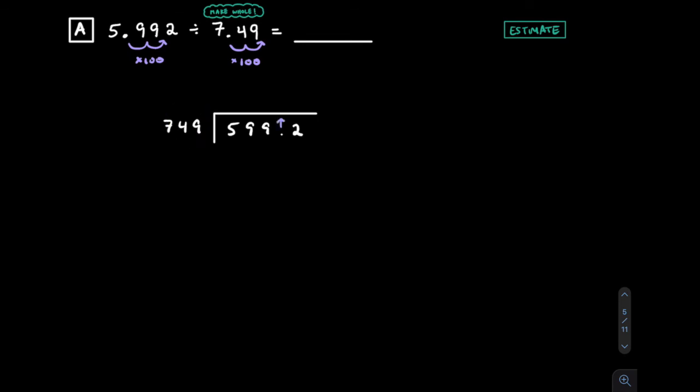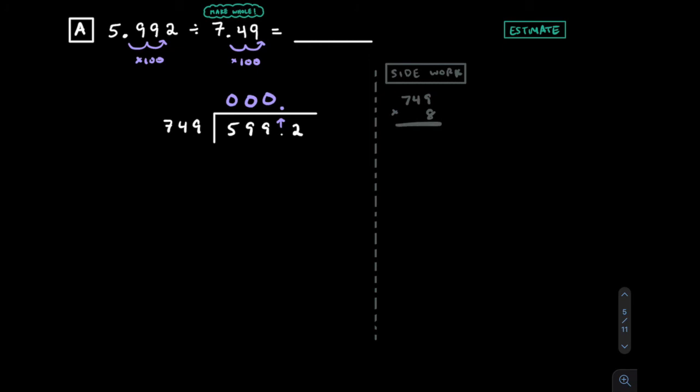The decimal in our dividend is going to come up here into our quotient. 749 doesn't fit into 5, and it doesn't fit into 59, and it doesn't fit into 599. At this point, we know the answer is going to be less than 1. And that makes sense because 7.49 can't fit inside of 5.992 one whole time. In my head, I'm going to round 749 to 700 and think about multiples of 7. 7 times 8 is 56, which is pretty close to 59. In that case, I'm going to go with 8 here and see how close I get.